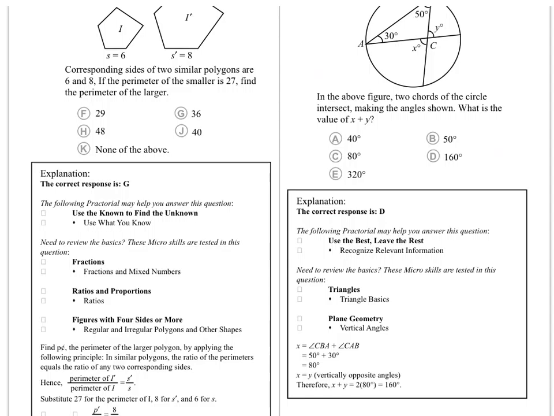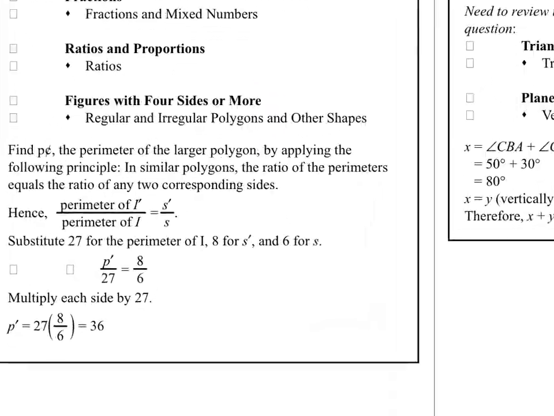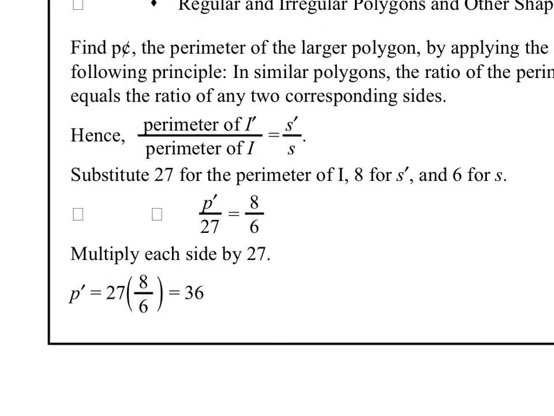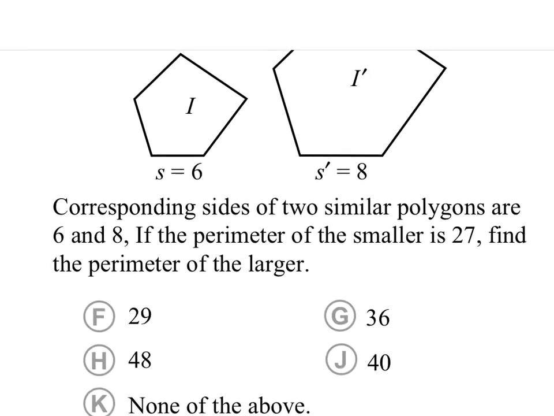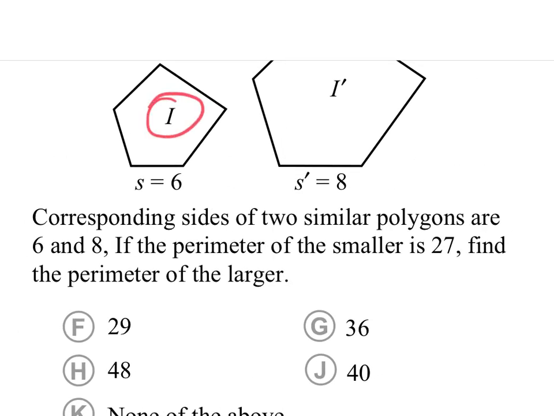So the corresponding sides of two similar polygons are 6 and 8. If the perimeter of the smaller is 27, find the perimeter of the larger. So down here in the clues for the solution guide, the perimeter of I prime, or just I mark, and then the perimeter of I is equal to S prime over S. So remember, go back here and see what that meant. I is the smaller one, I prime is the bigger one. And this is the smaller side from the smaller figure, this is the larger side.